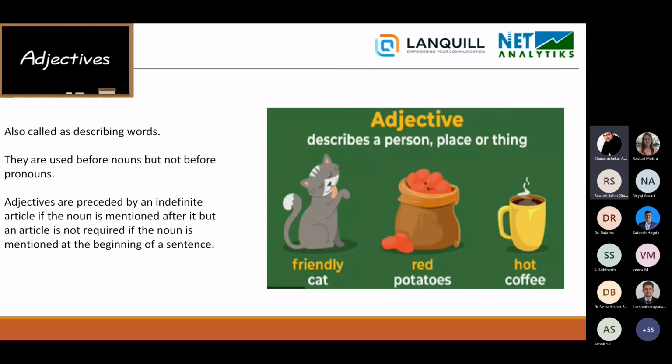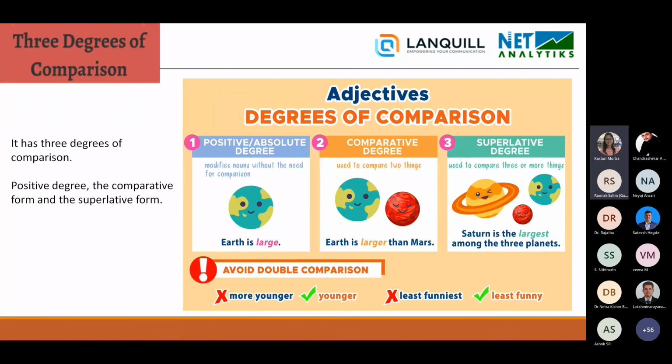Are there multiple types of adjectives here also? Types are there, but for adjectives, what is important is the gradation. We have degrees of adjectives, because adjectives are mainly used to compare. I told you they are describing words, they give us more information, but they are mainly used to compare. We have mainly three degrees of comparison: the positive degree, the comparative degree, and the superlative degree.